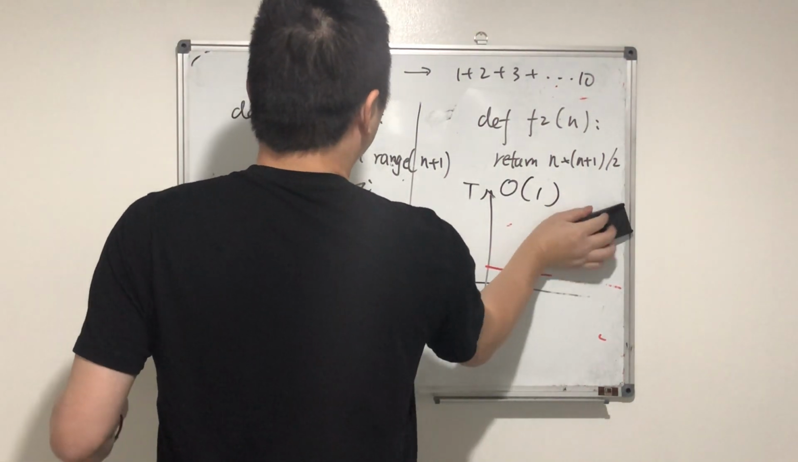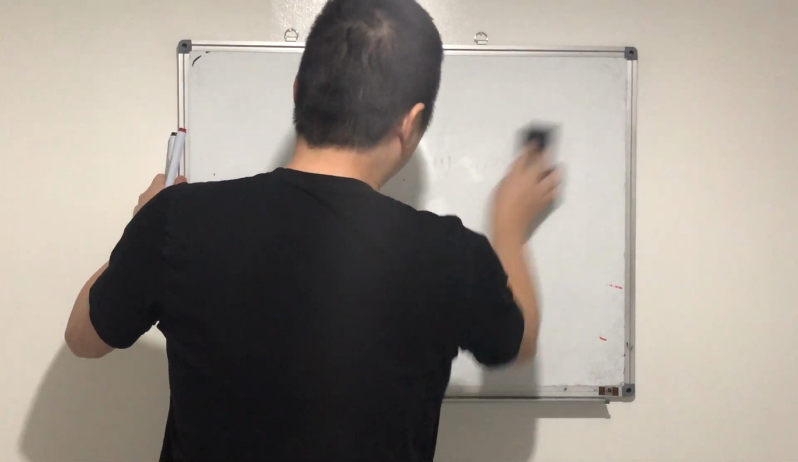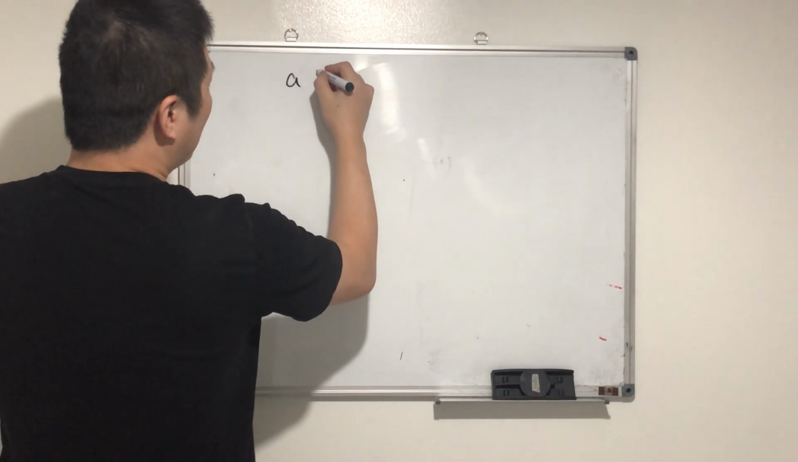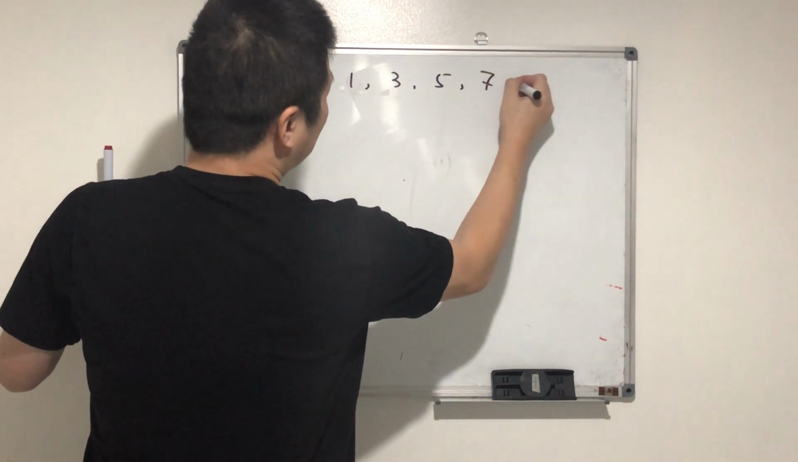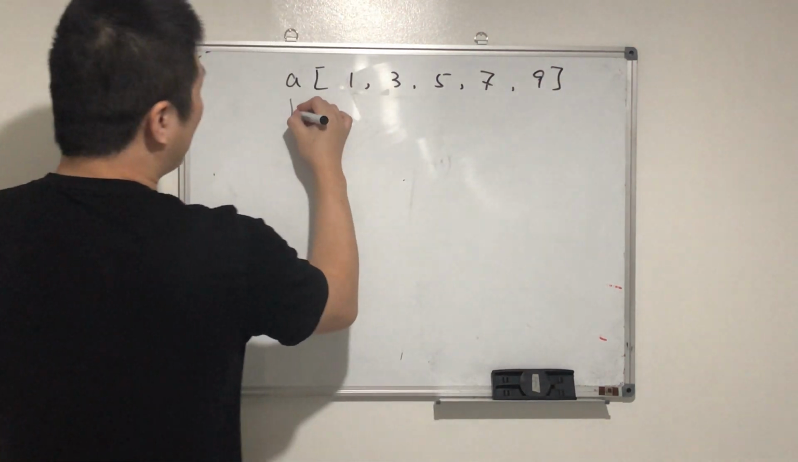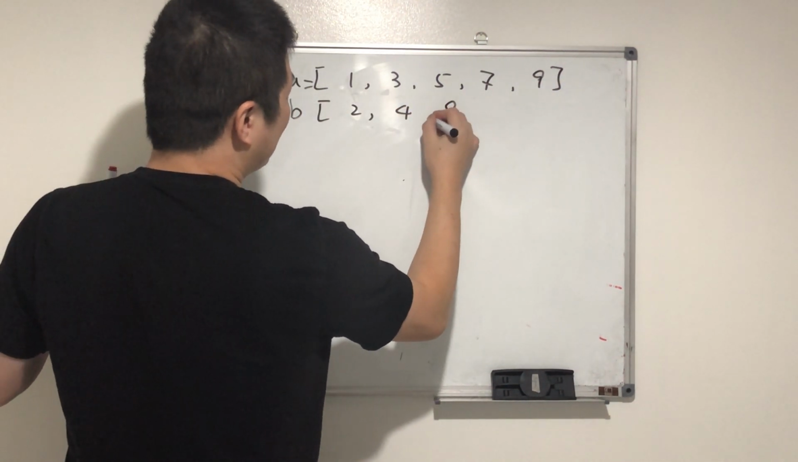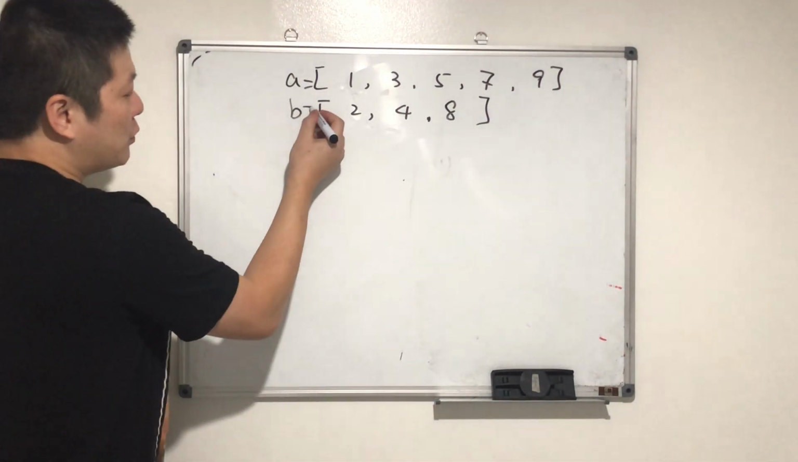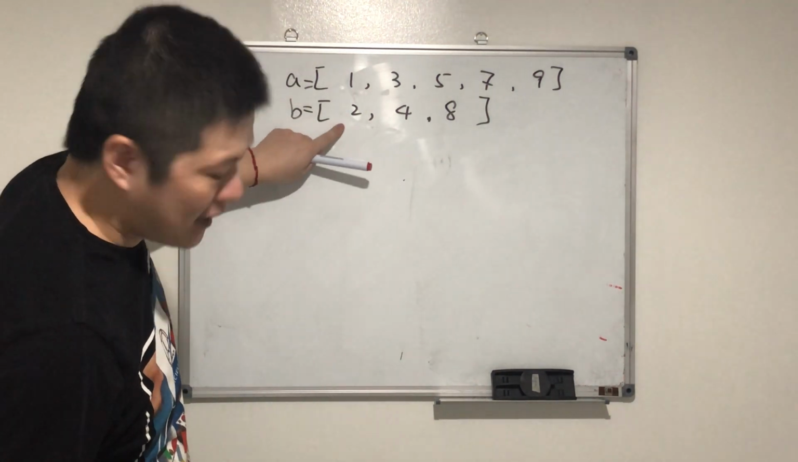Okay, so today, going back to this topic, we are given two lists. A is 1, 3, 5, 7, 9. And B, another list, is 2, 4, 8. So A and B are two lists, but they are sorted.